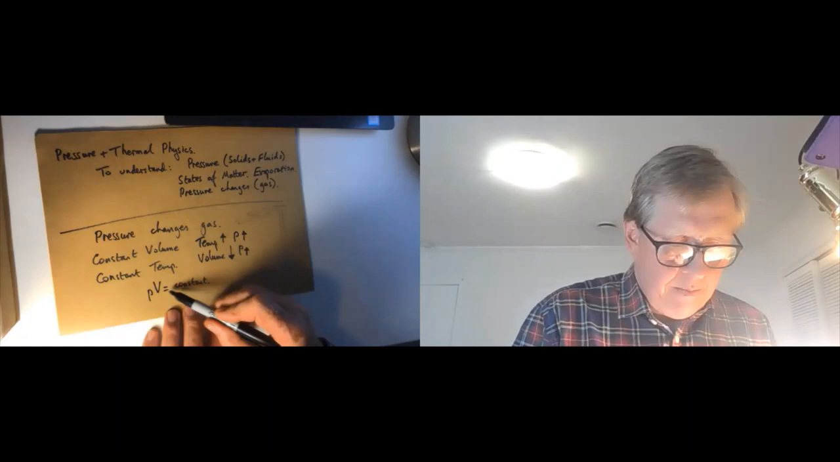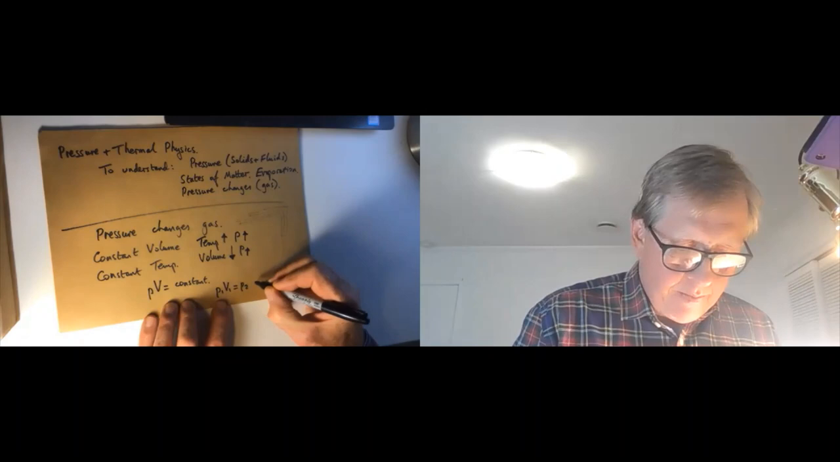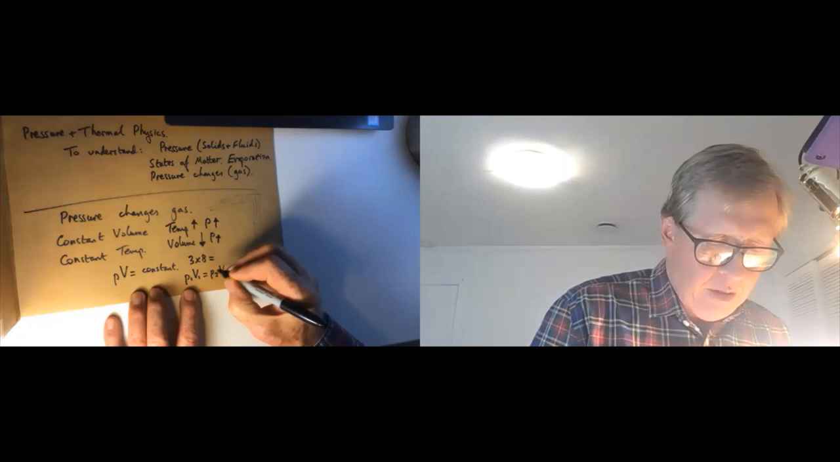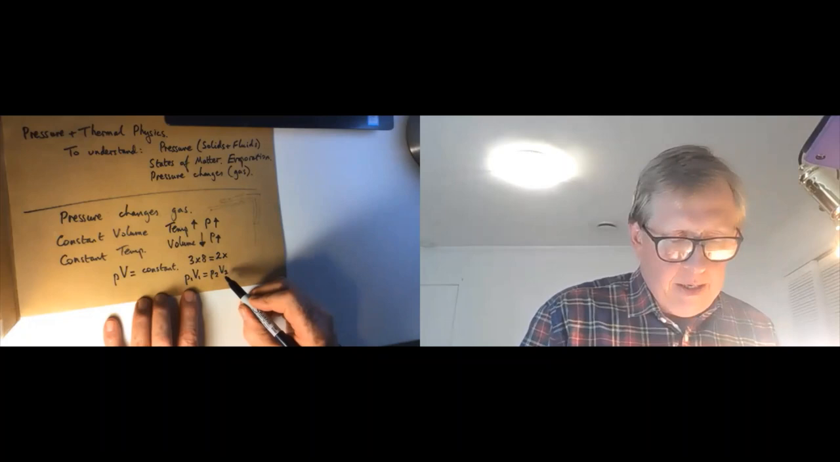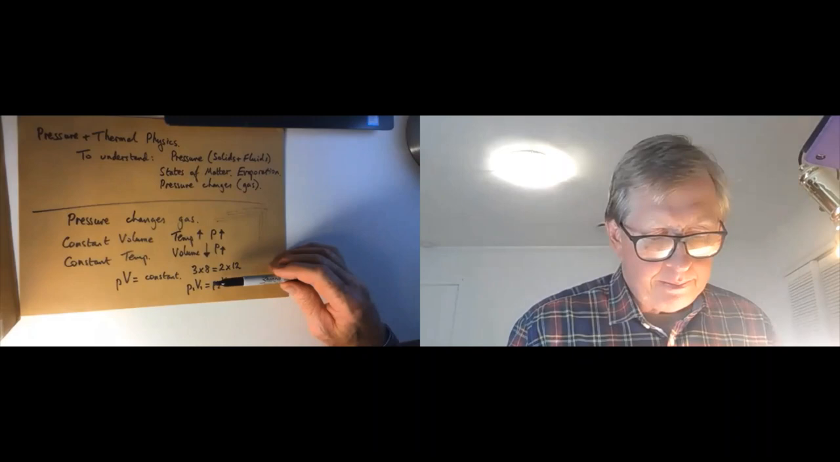So if we looked at the pressure to start with in a gas and the volume to start with in a gas, and then we change the pressure, then we can change the volume. So what we can end up with is something like 3 times 8 is going to be equal to, well, if the pressure drops down to 2, what's this one going to be? 3 8s are 24. 2 12s are 24. It's as simple as that, guys. This is how we're going to be using this equation. Nice little equation there.